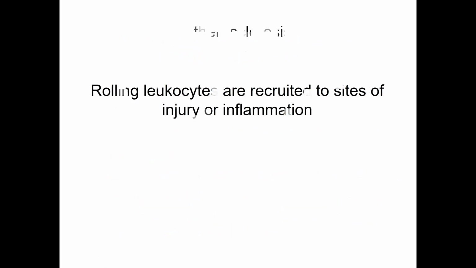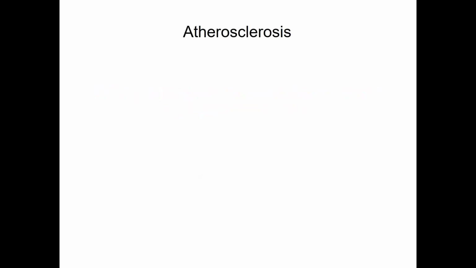For example, one of the interesting ones is rolling leukocytes, which are recruited to sites of injury and inflammation. Leukocytes, immune cells, can roll and move to the injury or inflammation sites for repairing the damage in the cell. So leukocytes can also sense the injury and inflammation as a signal to participate.